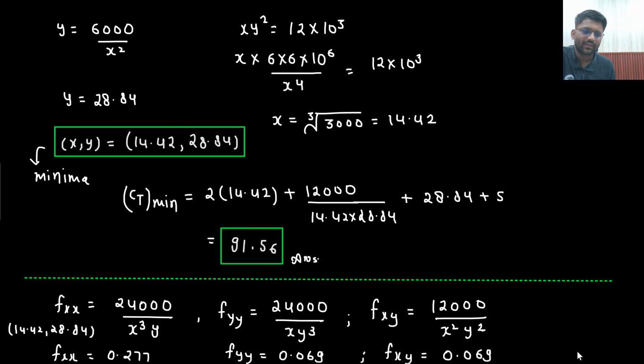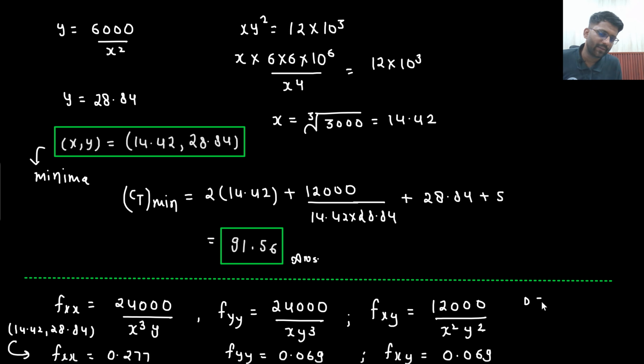0.069 only. Again, let me do this calculation. Who knows, I have done it incorrect. 14.42 into 14.42 into 28.84 into 28.84 reciprocal into 12,000. Yes, you are getting the same value. So on these points we are getting these values.